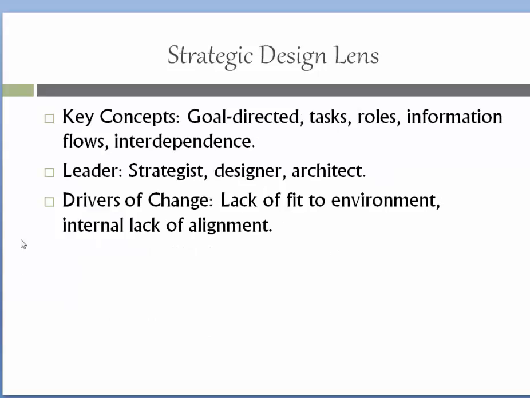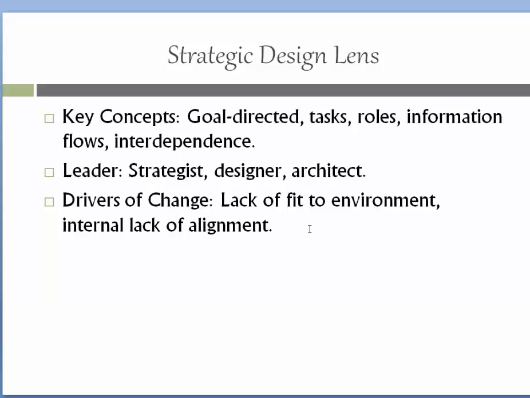Right, so some key concepts we want to look at here. What are the goals? How do we define goals? What are the tasks? What is the information flow? And what does a leader need to do to be successful? They need to be a strategist. They need to be an architect, right? They need to very clearly understand how the organization works. And what are the drivers for change? When do we know we've got to change the strategic design?